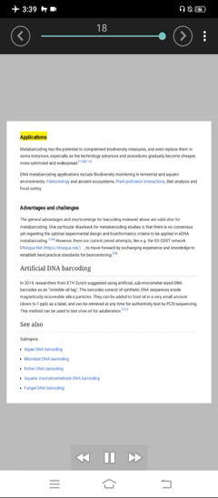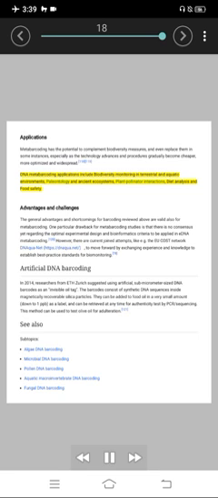Applications. Metabarcoding has the potential to complement biodiversity measures, and even replace them in some instances, especially as the technology advances and procedures gradually become cheaper, more optimized and widespread. DNA metabarcoding applications include biodiversity monitoring in terrestrial and aquatic environments, paleontology and ancient ecosystems, plant-pollinator interactions, diet analysis and food safety.